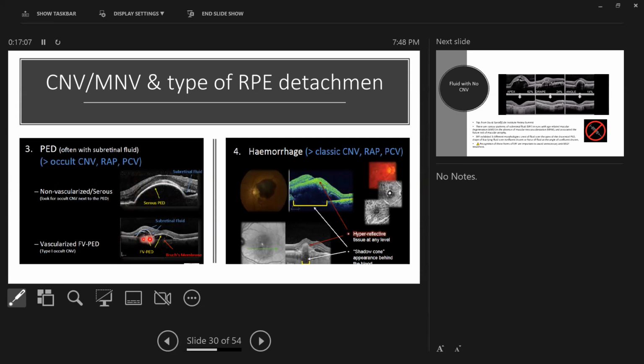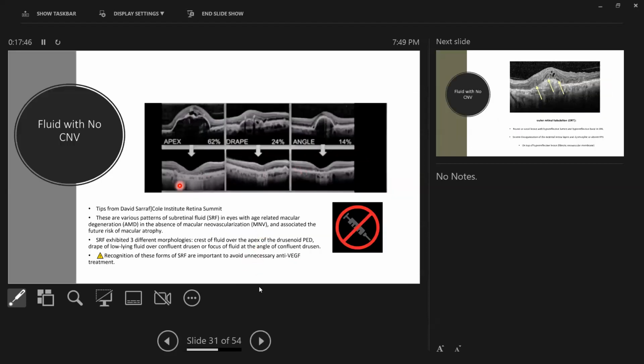The other one is the fibrovascular, which means the detached RPE is irregular, not smooth, and there is a moderately reflective lesion beneath it. Usually this is seen in type 1 MNV. We have the hemorrhagic type, where we also have the detached RPE, and there is a hyperreflective area beneath it, followed by a hyporeflective area. This is typically seen in hemorrhagic RPE detachment, usually in type 1 MNV, also in type 3, and in PCV. And finally we have the drusenoid RPE detachment.